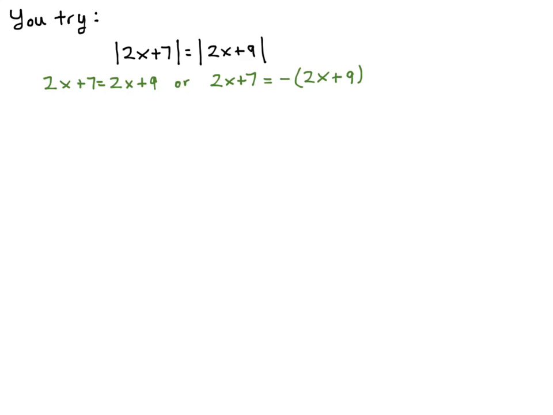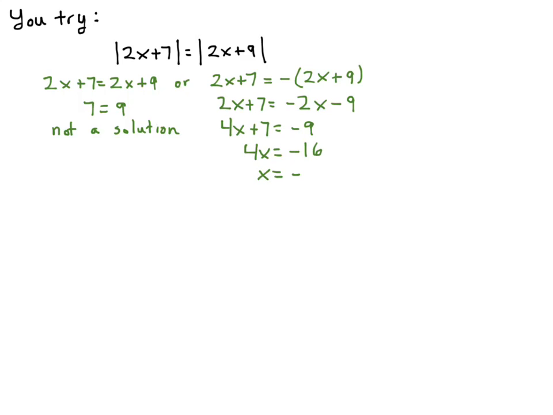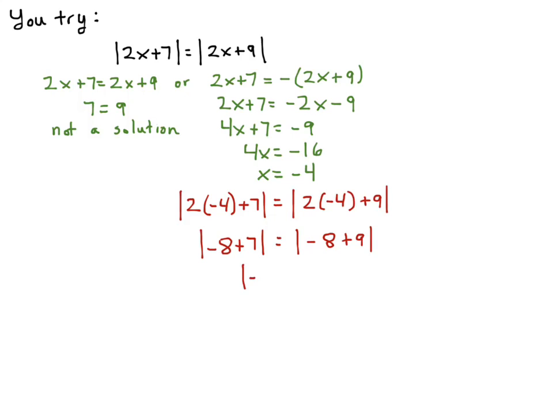So set up the two equations. The first side, when you subtract 2x from both sides, you get 7 equals 9, which is a contradiction. That's what you got, right? Yeah, okay. Then in the second one, you have 2x plus 7, and you distribute that negative, and so we get x equals negative 4, that's what you got. And so then we'll check that. You plug in the negative 4 to both sides and simplify it, and so we get down to 1 equals 1, which is true, and so we get one solution only.